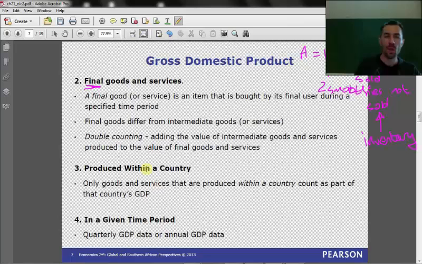Okay? So why do we only include final goods? To avoid double counting. Double counting means adding the value of the intermediate goods and services produced to the value of the final goods and services. We don't want to do that. Okay? Because then we've got an inaccurate indication of what's actually happening in our economy. Okay, so that's the second point.